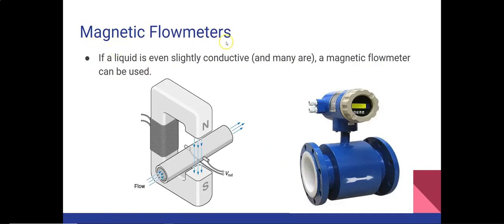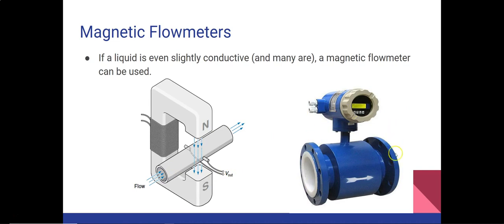Now next we have magnetic flow meters. It says if a liquid is even slightly conductive, a magnetic flow meter can be used. A magnetic flow meter has no moving part and presents no obstruction to the flow. You can see here a magnet is placed here, and under the magnet we have a non-conducting section of pipe, and then on the sides we have electrodes placed, and through these electrodes the output voltage is taken. When the moving fluid is in the pipe, it is like a moving conductor in a generator, and it will produce a voltage that is proportional to the fluid velocity. That fluid velocity can be detected through these electrodes, and the output voltage obtained will be proportional to the flow velocity.